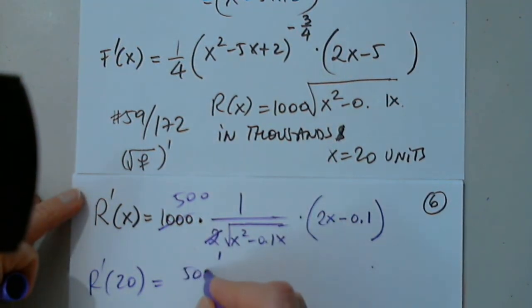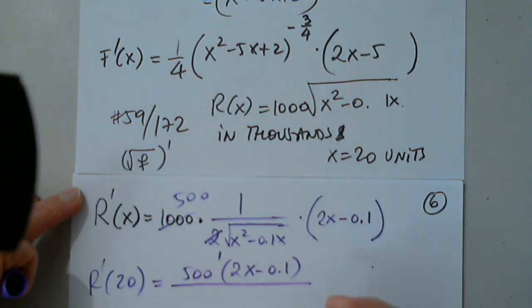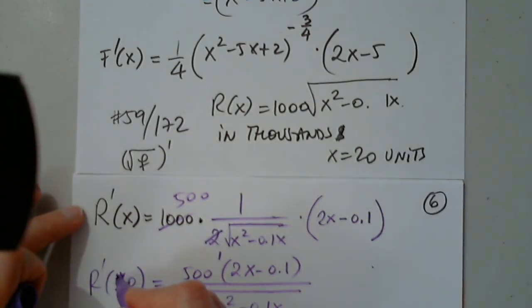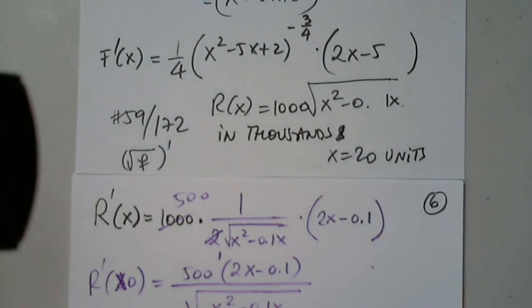So I have 500 in parentheses 2x minus 0.1, everything divided by the square root of x squared minus 0.1x. Let me just write this as x because I didn't plug in yet. I just wanted to simplify it first, and now we're going to put it in the graphing calculator in a moment. So I'm just going to write r prime of 20. And remember, R is in thousands.